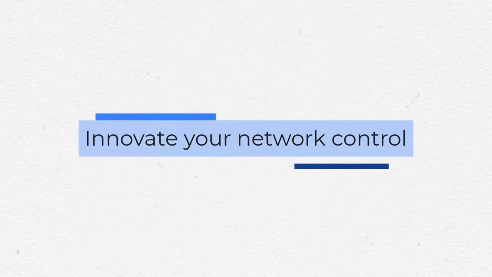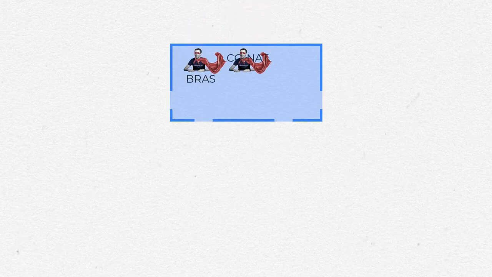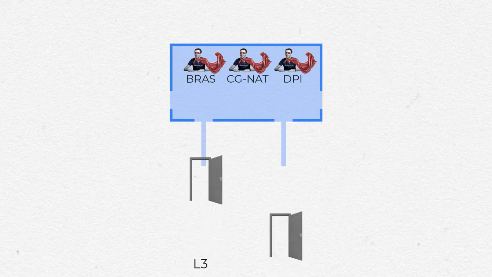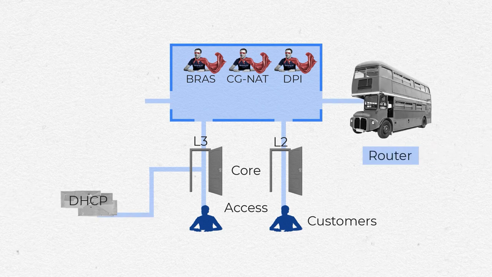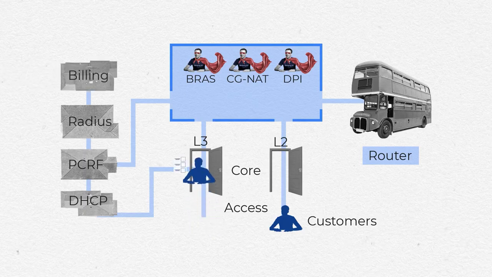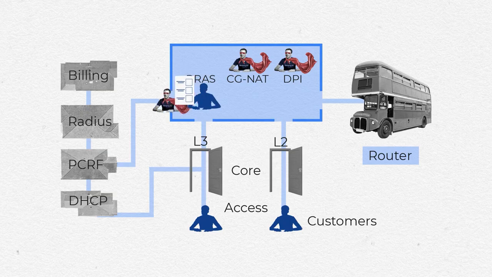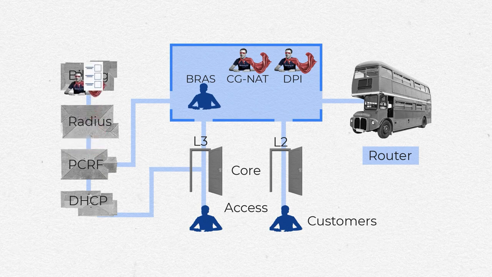Innovate your network control. About Broadband Remote Access Server. Stingray allows ISP to control subscribers' access to the Internet and apply the policies of tariff plans and additional tariff options. BRAS generates a request to the billing system through the RADIUS server and learns about subscriber services. The function works in L3, IPoE, and L2 modes.